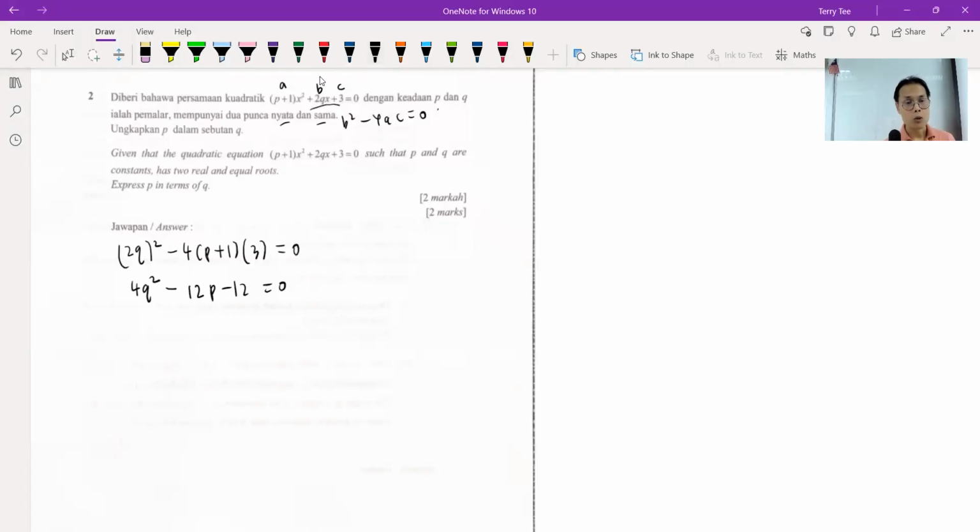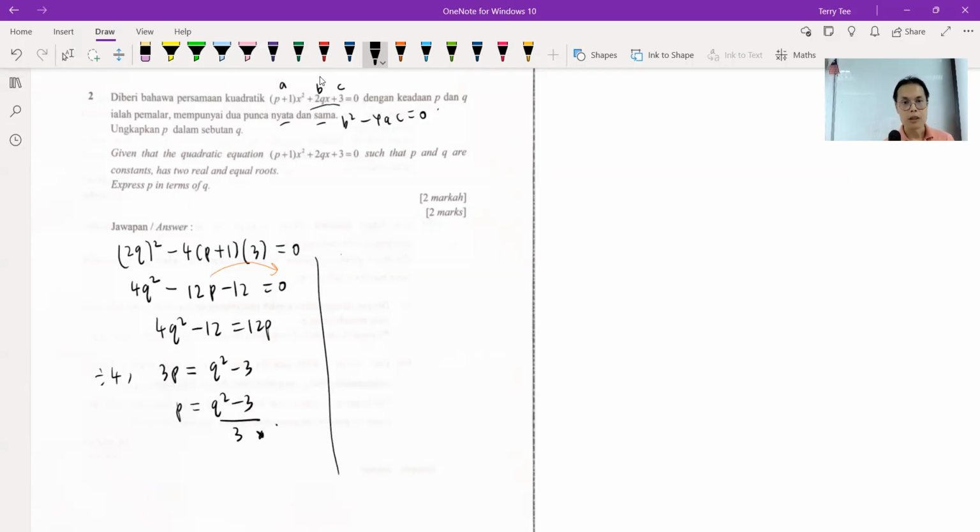P dalam sebutan q. So we want to bring the p to the right-hand side here, right? So you have 4q squared minus 12 equals to 12p. Now notice we can divide by 3, or in this case, divide by 4. Your 3p equals to q squared minus 3. When you divide by 3, you can write q squared minus 3 over 3, like this, right? Or you can write, divide your 3 over 3, write this as 1 over 3 q squared minus 1. 3 divided by 3 is 1. There you go. You got your p in terms of q, or p dalam sebutan q.